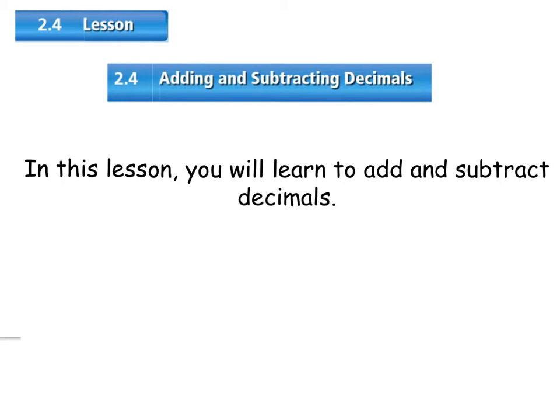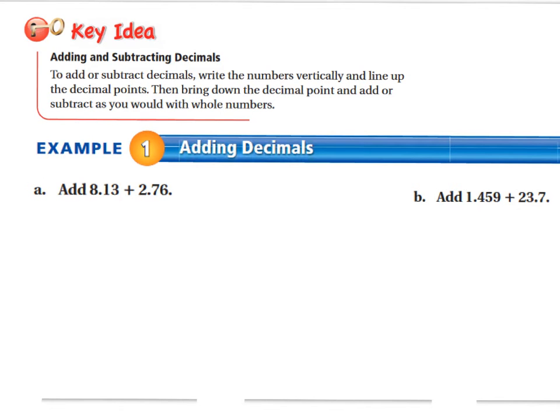Lesson 2.4, Adding and Subtracting Decimals. In this lesson, you will learn to add and subtract decimals. Key idea, adding and subtracting decimals. To add or subtract decimals, write the numbers vertically and line up the decimal points. Then bring down the decimal point and add or subtract as you would with whole numbers.